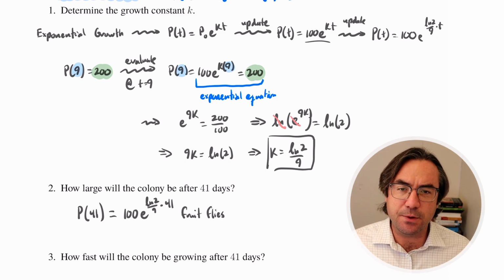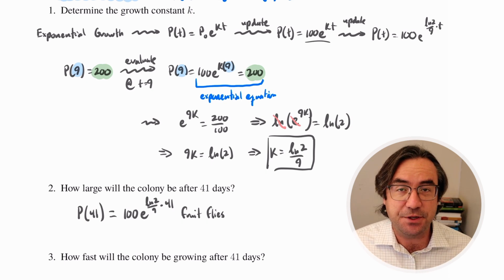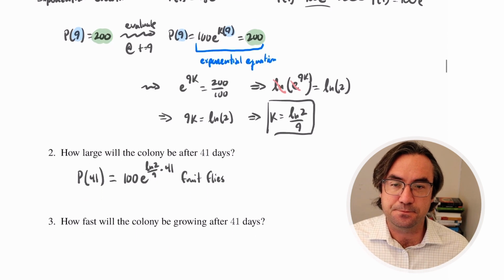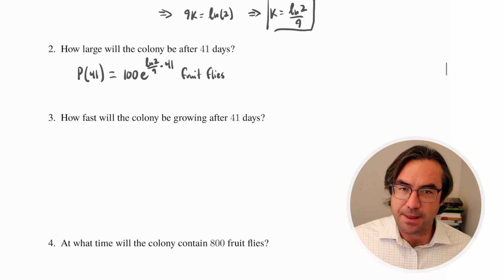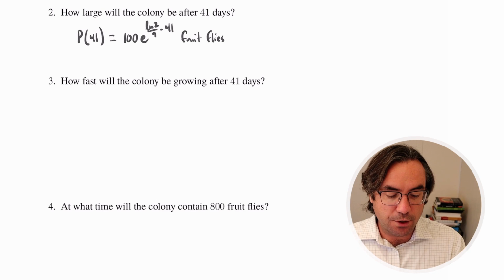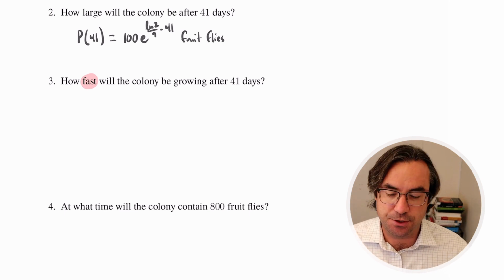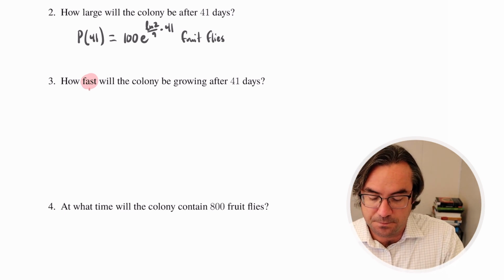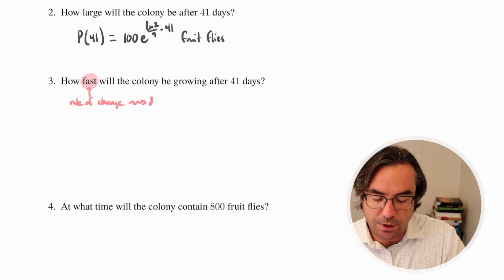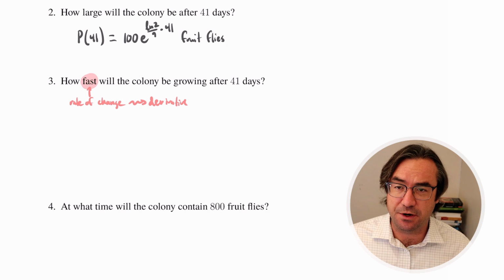All right, so then we want to know how fast the colony is going to be growing at this 41-day mark. All right, so how do we answer this? Well, when we see this wording, how fast, that's talking about rate of change. So this is an indication we're talking about a rate of change, and really that means derivative.